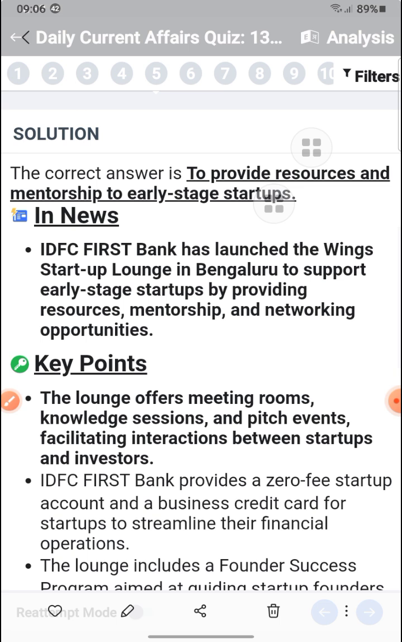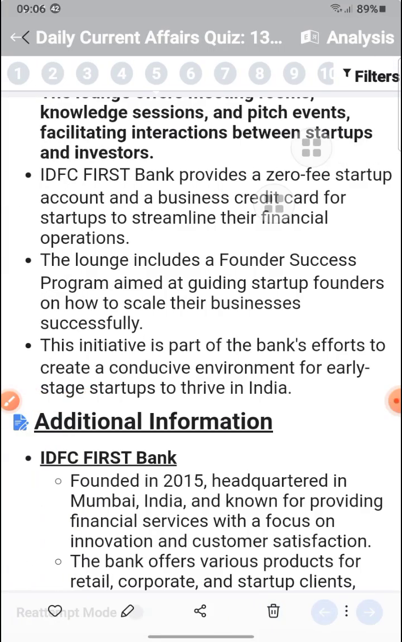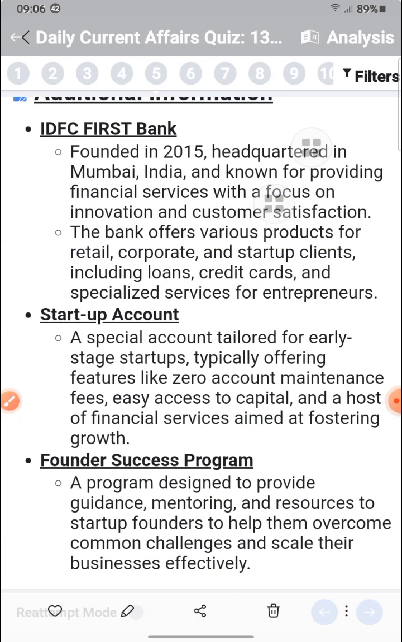Okay, IDFC First Bank is headquartered in Mumbai, known for providing financial services with a focus on innovation and customer satisfaction. Now there is a special account for early stage startups offering zero account maintenance, easy access to capital and financial services. The program is designed to provide guidance, mentoring, and resources to startups to overcome their challenges.